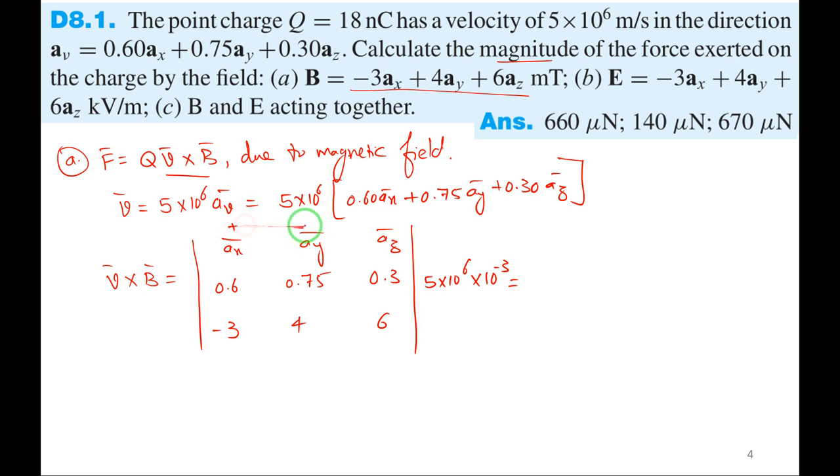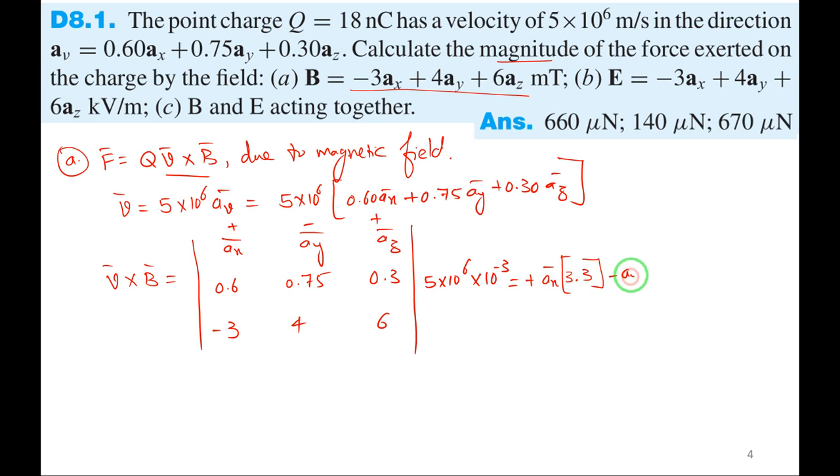So plus, minus, plus, right? So plus AX into, so leave this column, leave this row. First I will calculate 6 into 0.75 minus 4 into 0.3. So I am getting 3.3.